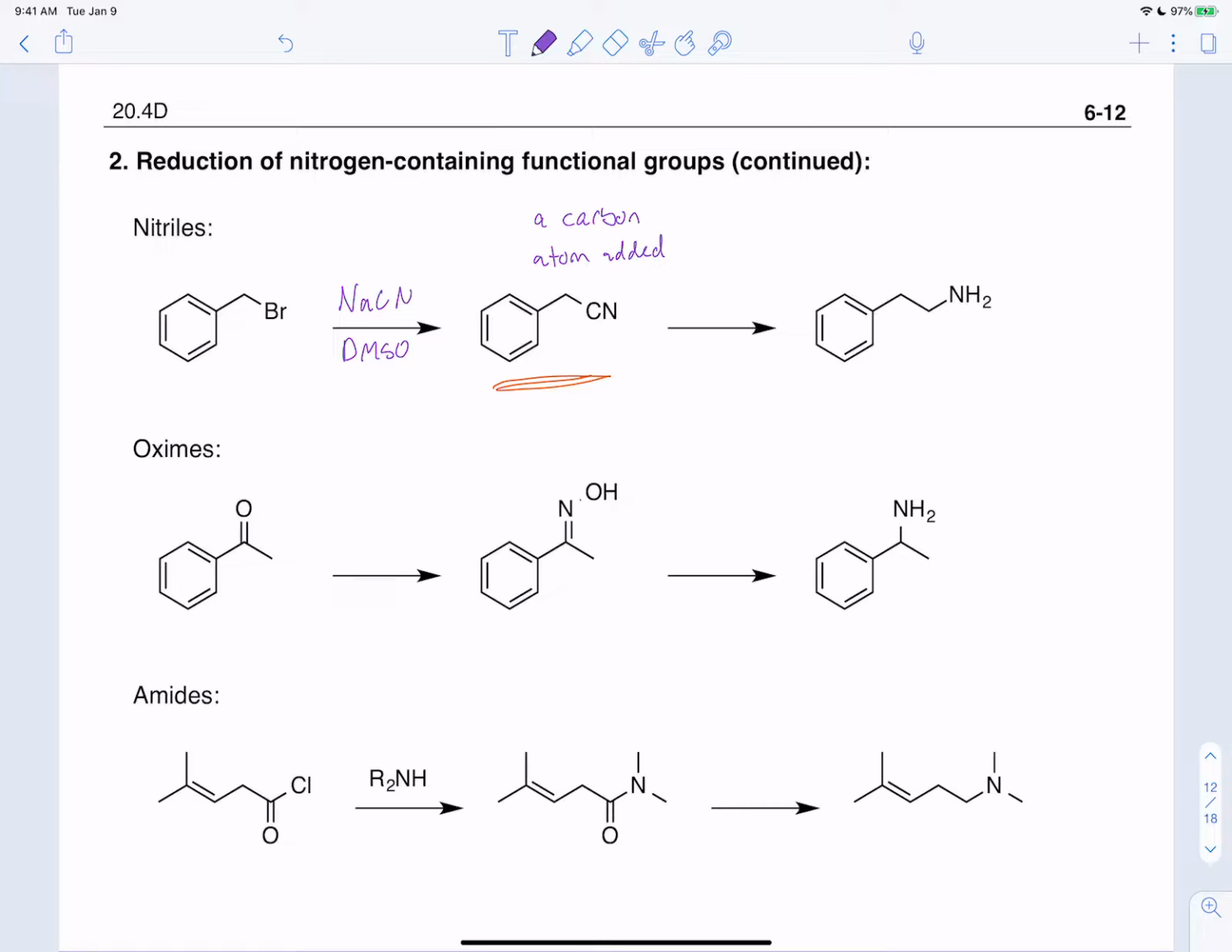When you go through this process, this will let you at the same time add another carbon unit to the alkyl bromide you started with. So this would be different than using sodium azide in reduction or something like the Gabriel synthesis along the way. Now going from a nitrile to an amine, we just learned how to do this in the past section. This is lithium aluminum hydride followed by some sort of aqueous workup.